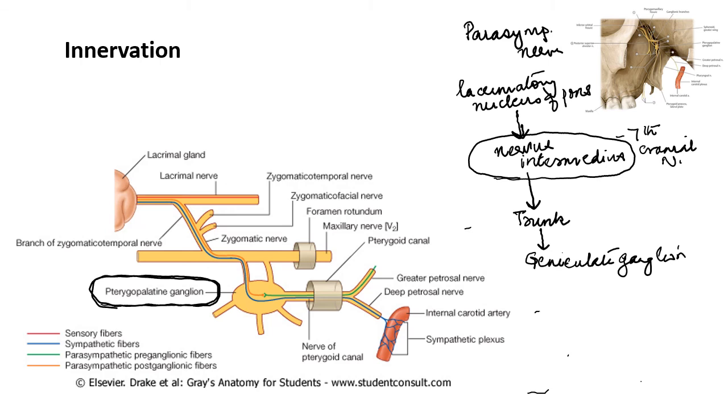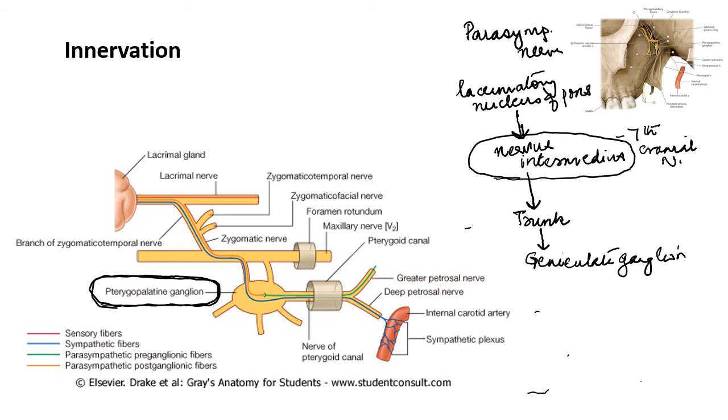So back to the parasympathetic. In this geniculate ganglia, from this geniculate ganglia arises a nerve, a branch of the seventh cranial nerve, which is known as the greater petrosal nerve.